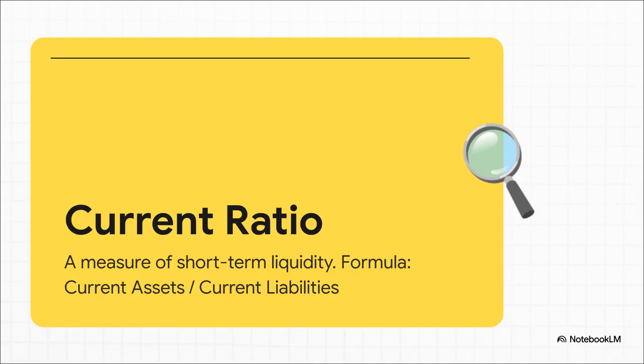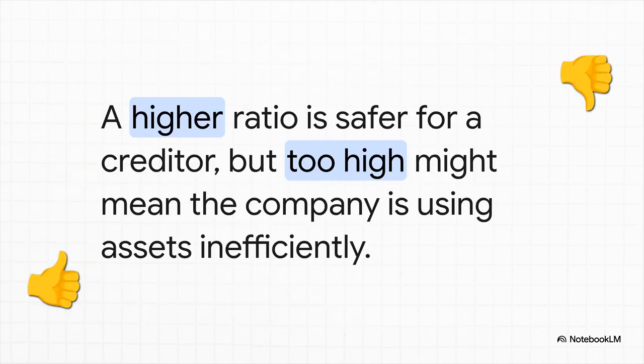It just takes all the assets a company can turn into cash within a year and divides it by all the bills it has to pay in that same year. It directly answers that question about short-term liquidity. But here's the crucial insight, the part that makes you a real detective. What makes a good ratio really depends on who you are.